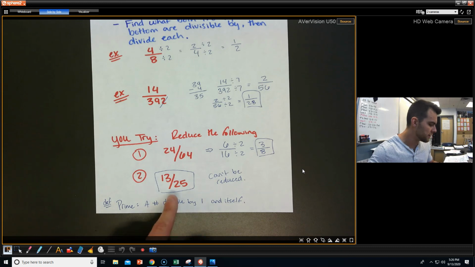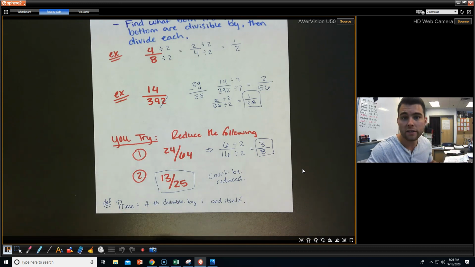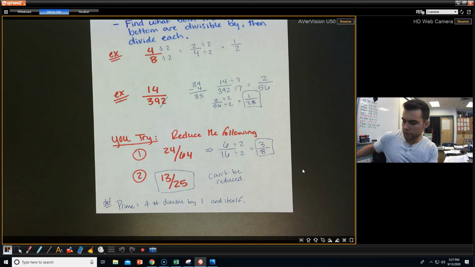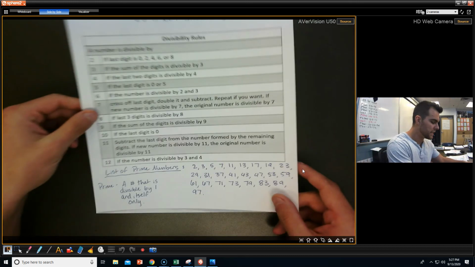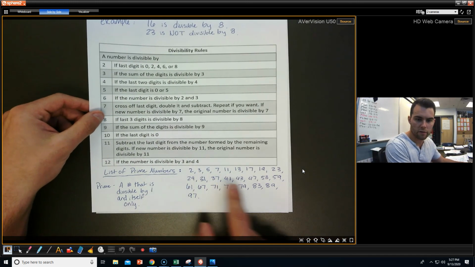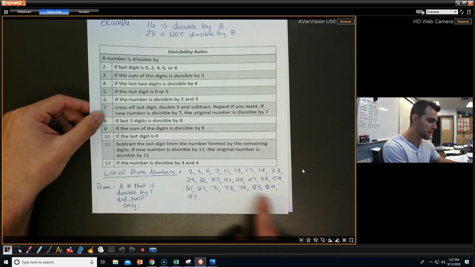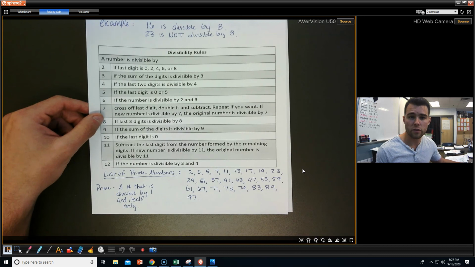Just do 25 divided by 13, or 25 divided by 7, since 7's also a prime number, and see if they're both divisible. On your divisibility rules, I also included a list of the prime numbers 1 through 100. So if you see any of these, that should help you with reducing.